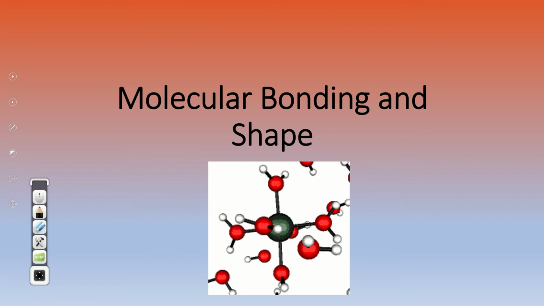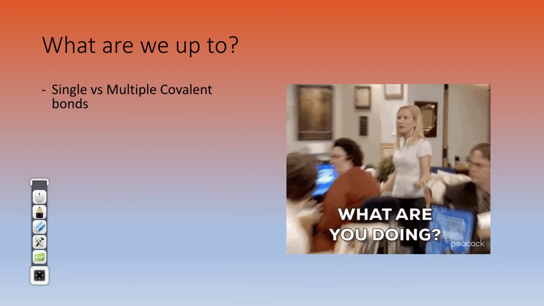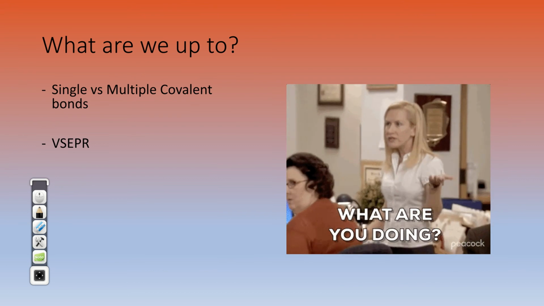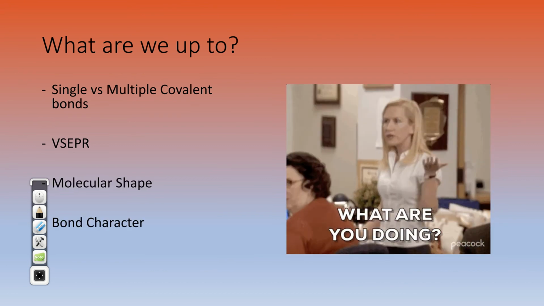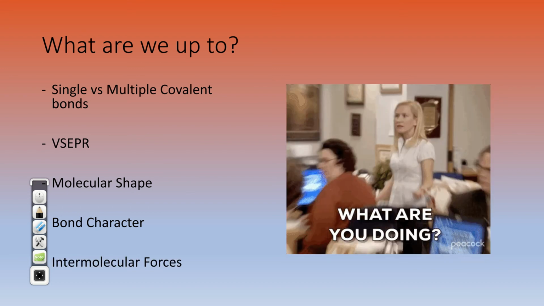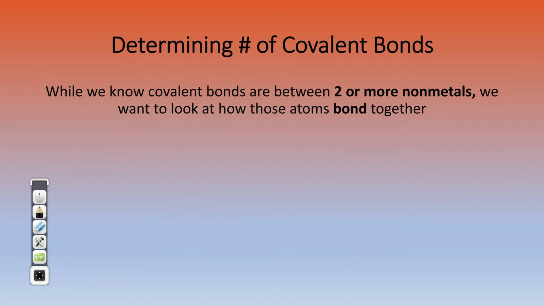We'll get into more about shape in the next video, mainly going over how to draw Lewis structures for different types of compounds today, which might take a little bit of time. So here we go. We're going to look at single versus multiple covalent bonds and how that's formed. We're going to look at VSEPR, okay, that'll be actually in the next video, and molecular shape and bond character. So we're only covering the first part today, single versus multiple covalent bonds and how to draw those out. Intermolecular forces will also come up in the next video.